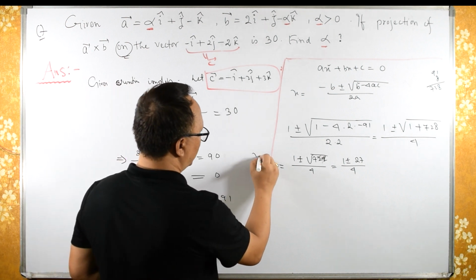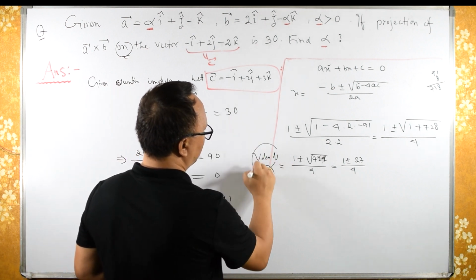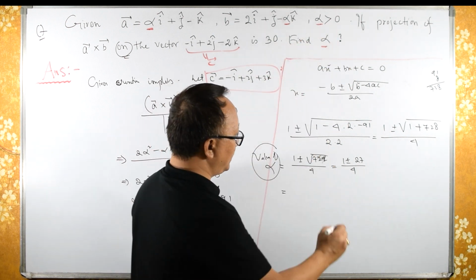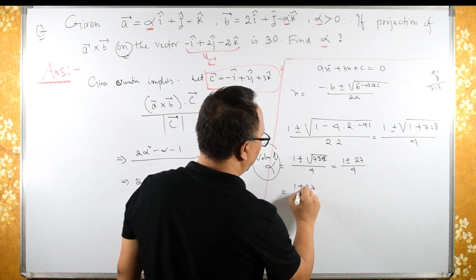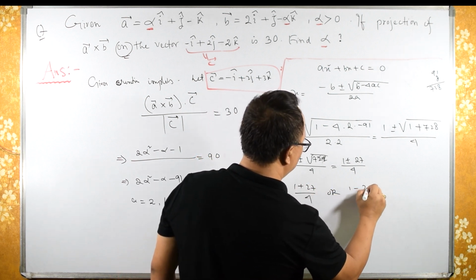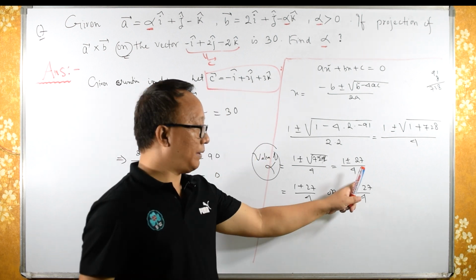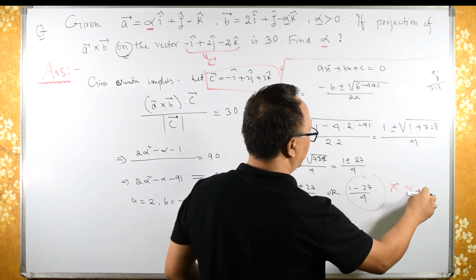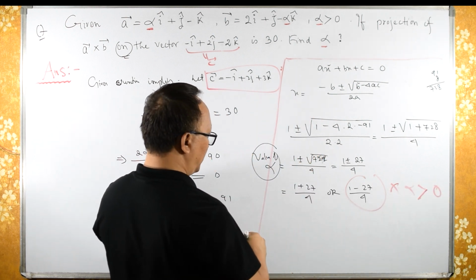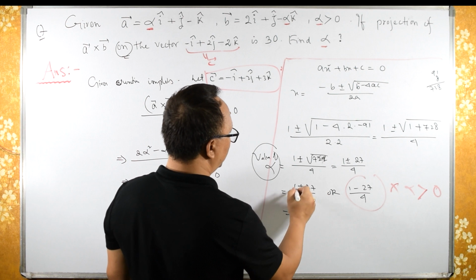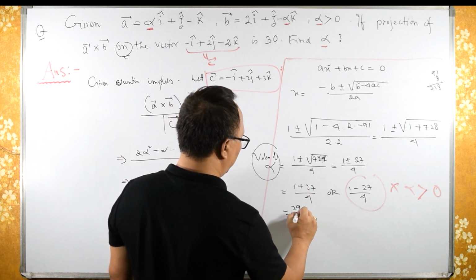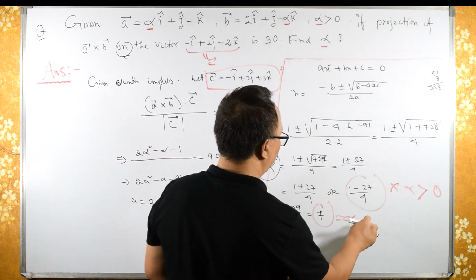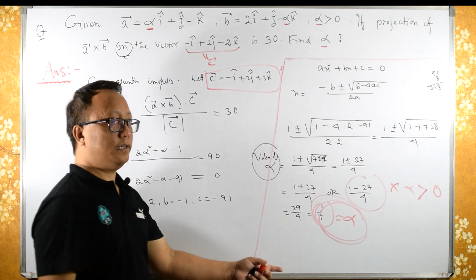Now, the values of alpha should be greater than 0. Now let's see if I take 1 plus 27 by 4 or 1 minus 27 by 4. Here we will get a minus value, so we cannot choose this since alpha is greater than 0. What about this? Here we have 28 upon 4, which is 7. So alpha equals 7 is the required answer for this.